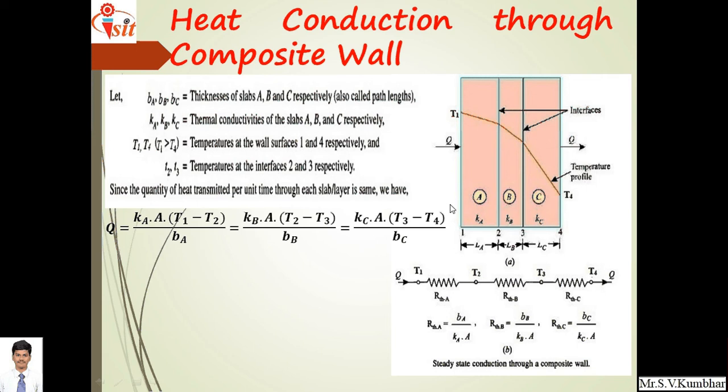minus T4 upon Bc, and its equivalent electrical circuit is shown here. T1, T2, T3, T4 are the temperatures at the appropriate points. RthA is the thermal resistance of A, RthB is the thermal resistance of B, RthC is the thermal resistance of C, which is given by this formula.